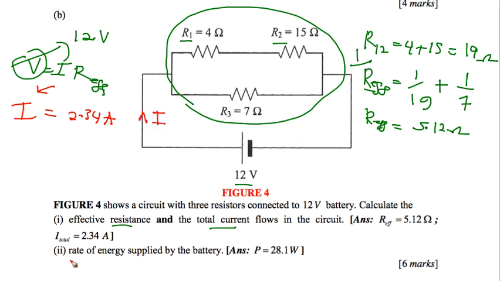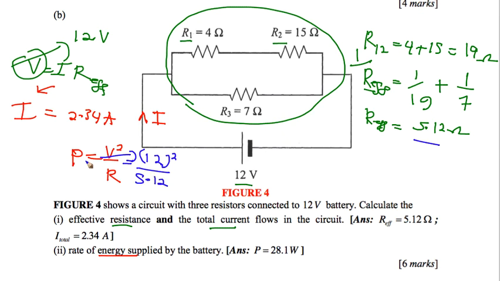And number 2 is the rate of energy supplied by the battery. So for the rate of energy supplied by the battery, you can refer to the equation P is equal to V squared divided by R. The value of the V, you can refer to the battery here, is 12 volt squared, and R, you know, the value of the effective resistor here is 5.12.